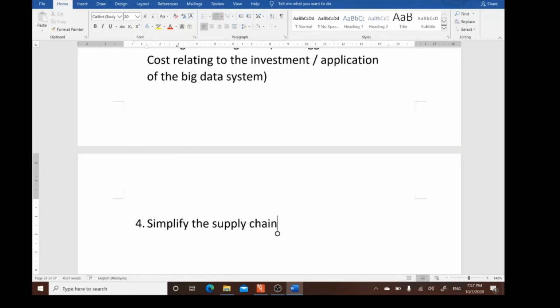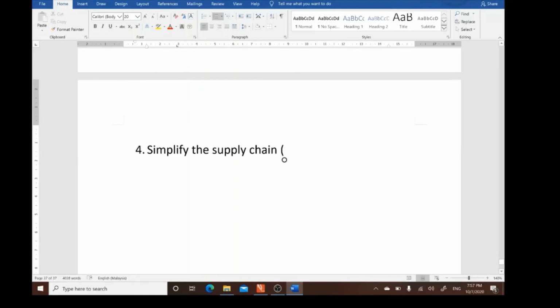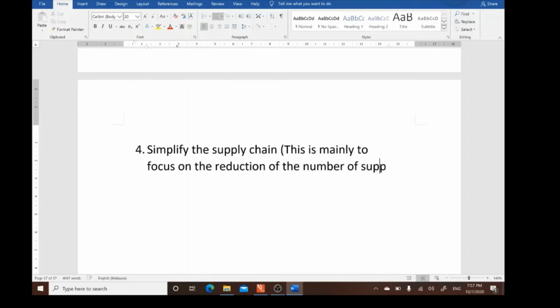Okay, great. Now, moving on, let's see to simplify the supply chain. Now, class, I believe that this is mainly to focus on the reduction of the number of suppliers. Do you agree? So in a way that could save cost. And class, ask yourself, are there any measures in relation to this particular strategy? The answer would be a yes. Okay, let's have a look.